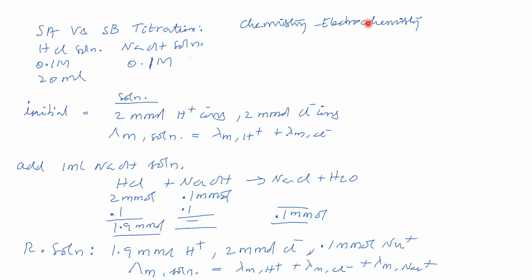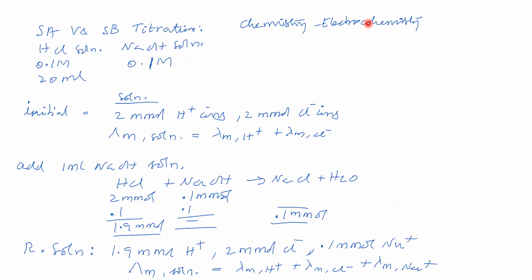Then you are adding sodium hydroxide solution from the burette. How much are you adding? 1 ml. This 1 ml and this 0.1 molar you multiply, and you get 0.1 millimole of sodium hydroxide. Sodium hydroxide reacts completely with 0.1 millimole of HCl. So 1.9 millimole of HCl is remaining, and 0.1 millimole of sodium chloride is produced.